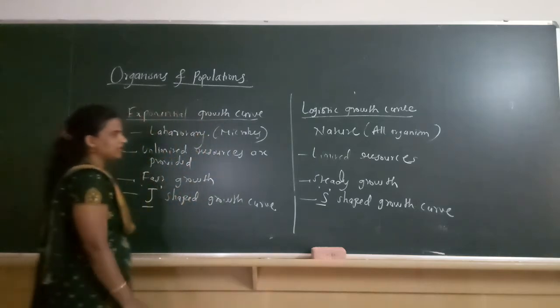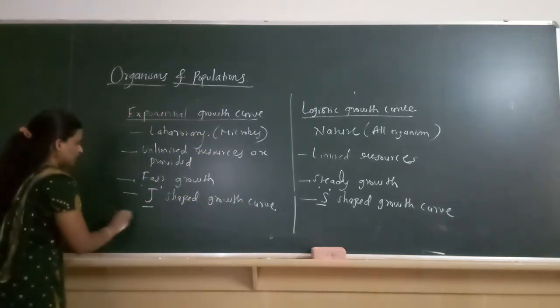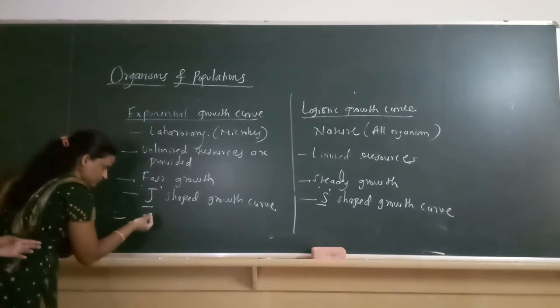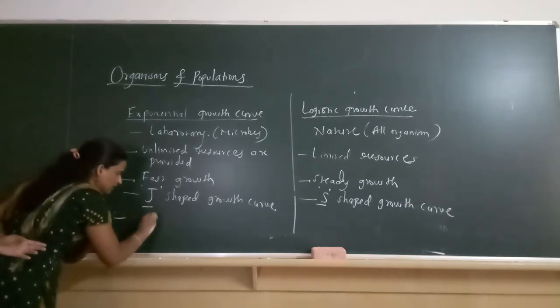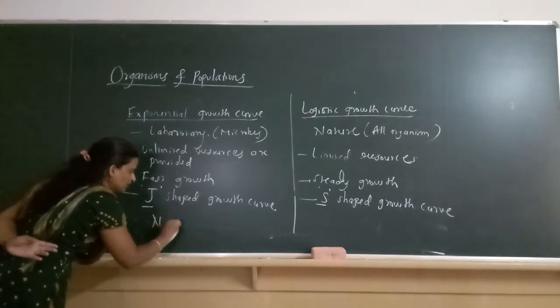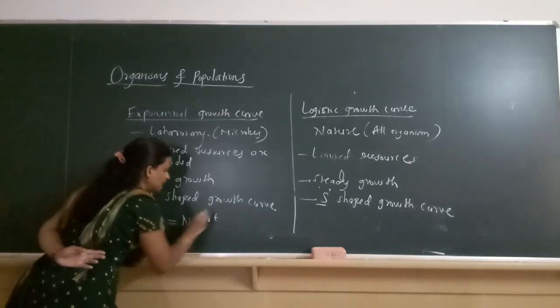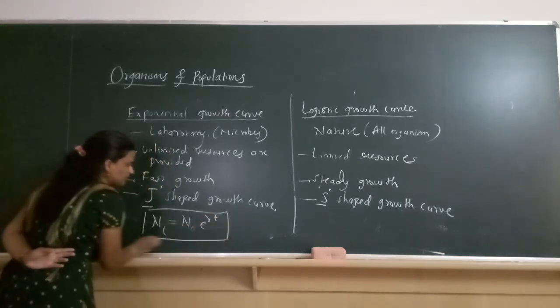J-shaped growth curve, S-shaped growth curve. Okay, then what is the formula? That is simple. The mathematical expression is Nt is equal to N0 e^(rt). This is the mathematical expression.